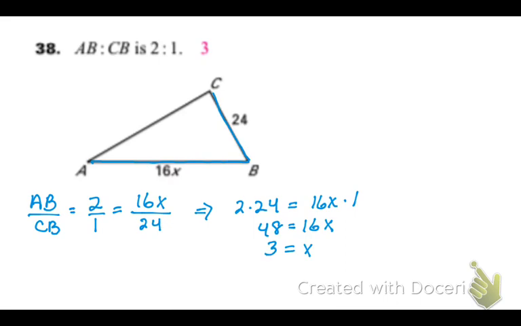Okay, so let's plug it in. It's equal to 16 times 3 over 24, which is 48 over 24. And sure enough, that's equal to 2 to 1, because 48 is 2 times 24. Okay, pretty easy.